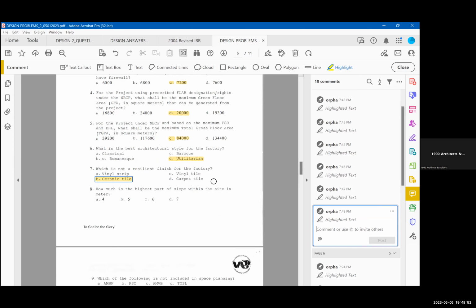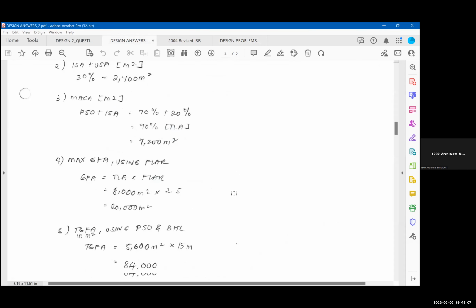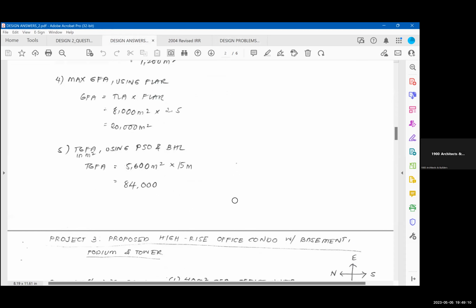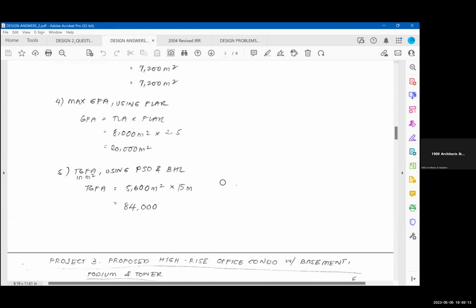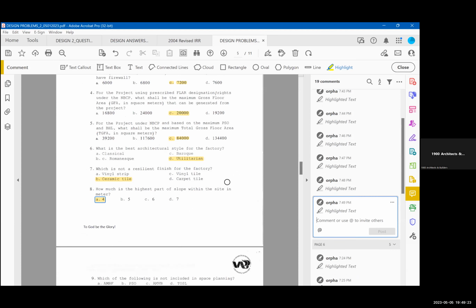Okay, number 8. How much is the highest part of slope within the site in meter? So the answer is letter A. How much is the highest slope? Okay. I mean number 9 pa pala, sorry.